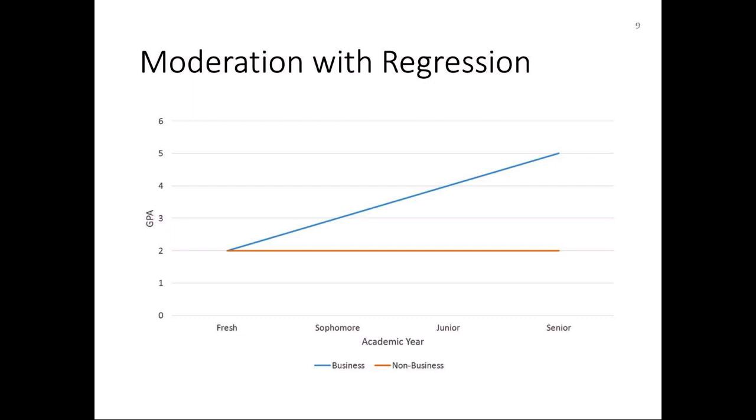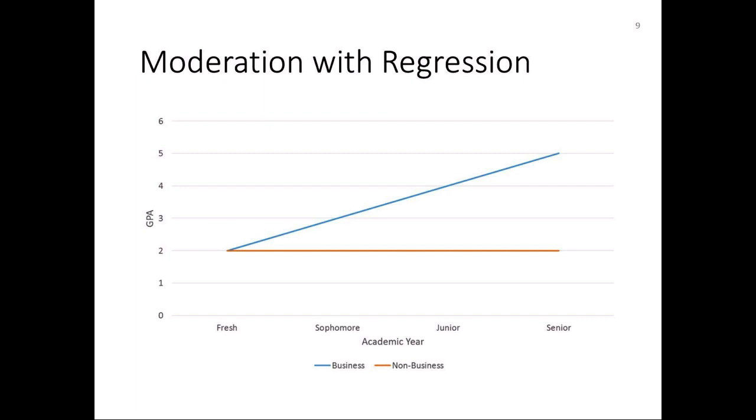Okay, so as you hopefully said, in this example, the relationship between academic year and GPA strongly depends on whether someone is a business or a non-business major. So once again, in this example, the relationship between academic year and GPA strongly depends on whether you're a business or a non-business major. As you can see, if you're a non-business major, there is no relationship between academic year and GPA. Because if you're a non-business major, it doesn't matter if you're a freshman, sophomore, junior, senior, your GPA is always going to be the same.